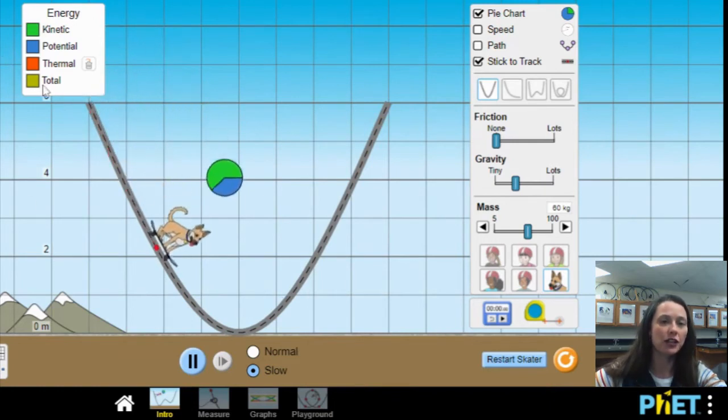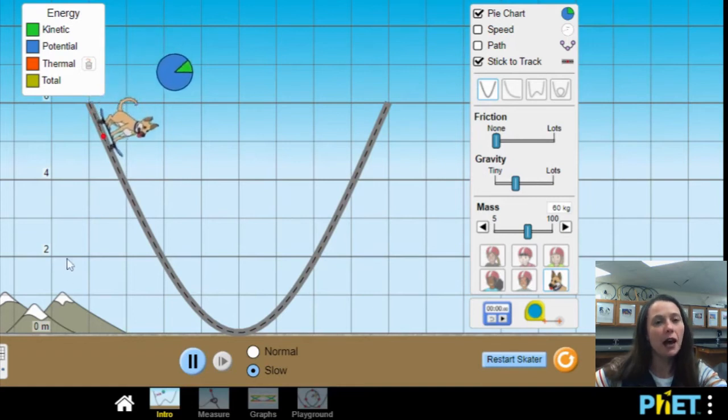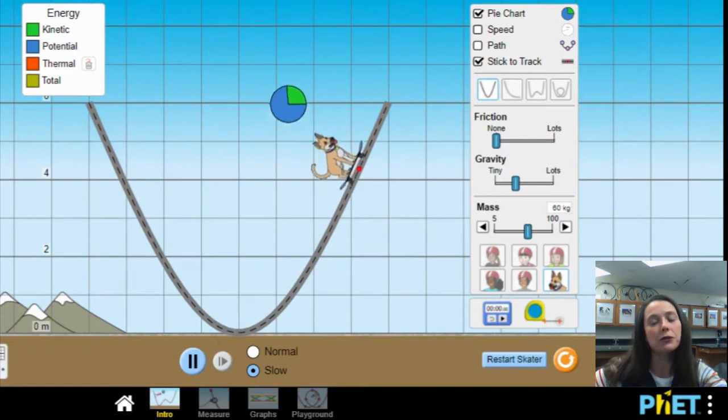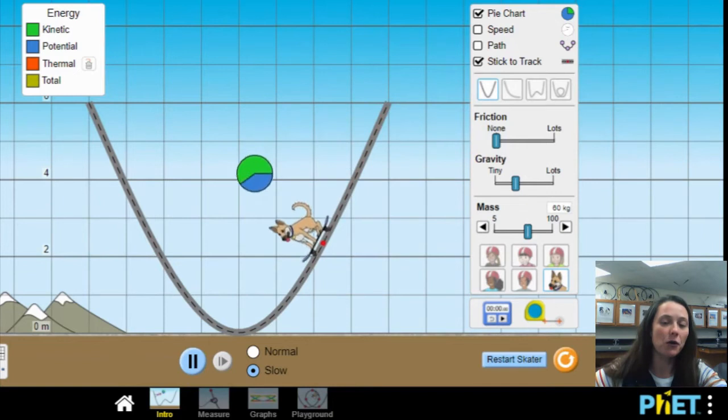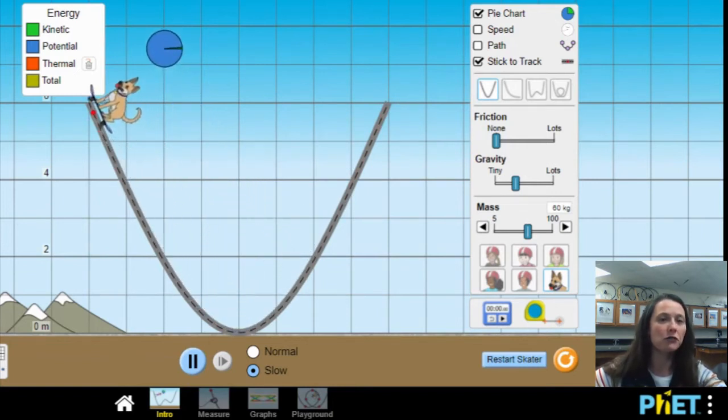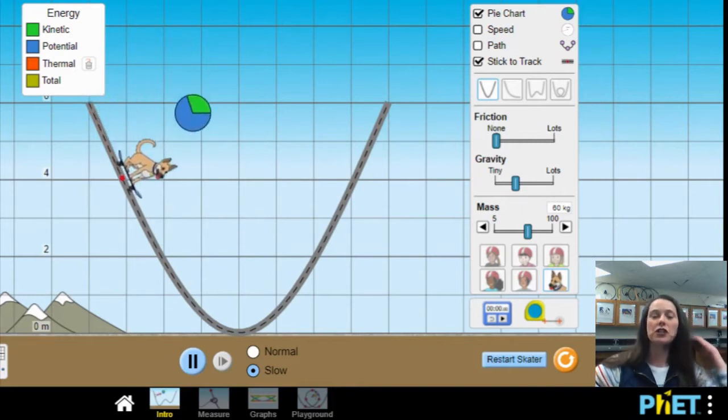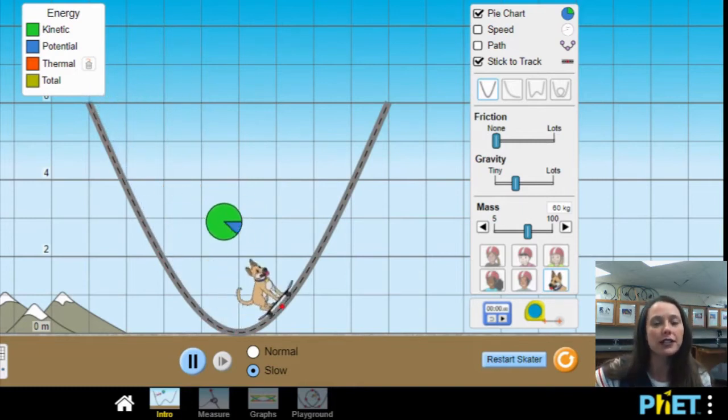The key to the pie chart is over here on the left, and green is kinetic energy. Notice that the kinetic energy is almost zero at the top and increases to a maximum at the bottom. Blue is doing the opposite. Blue is gravitational potential energy, and blue gets to a maximum when the dog is at the top of the ramp and comes to zero when the dog reaches the bottom. There's no thermal energy represented here, and the total energy can be represented by the overall size of the pie.